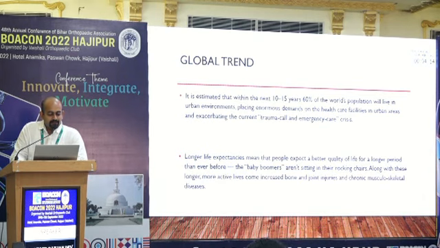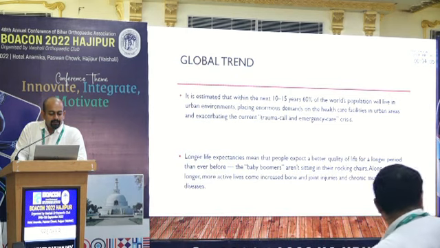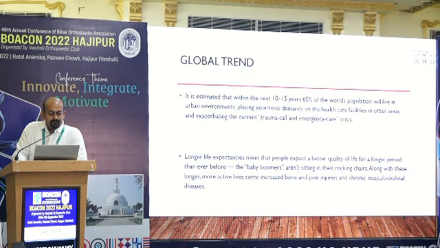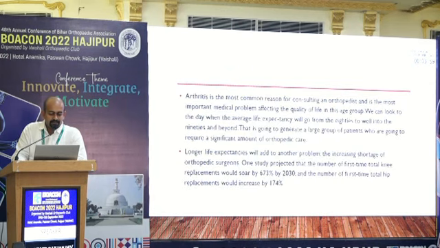Even the longer life expectancies mean that people expect a better quality of life, that too for a longer period than ever before. Along with this longer, more active life comes increased bone and joint injuries and chronic musculoskeletal disease. Arthritis is the most common reason for consulting an orthopedist around the world, and is the most important medical problem affecting the quality of life in this extended age group.